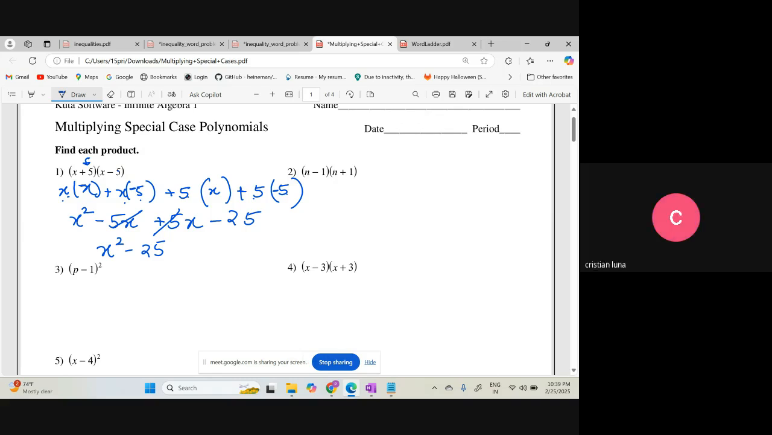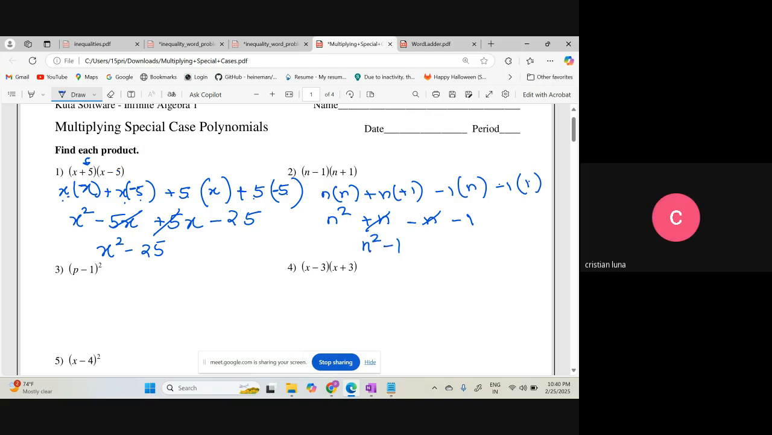Okay, so my final answer I got n squared plus 1 minus 1. So you have n times n, then n plus 1, right? Then you have negative 1 times n, then negative 1 times 1. This is going to be n squared plus n minus n, so you have negative, positive, negative 1. This and this will get cancelled, and I have this left.